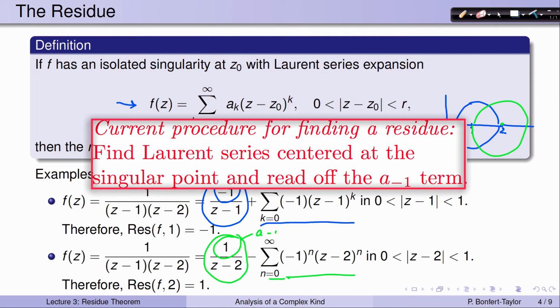So again, here's the procedure. If you want to find the residue of a function at an isolated singularity, what you need to do is find the Laurent series expansion centered at that singular point, and then read off the a-1 term.